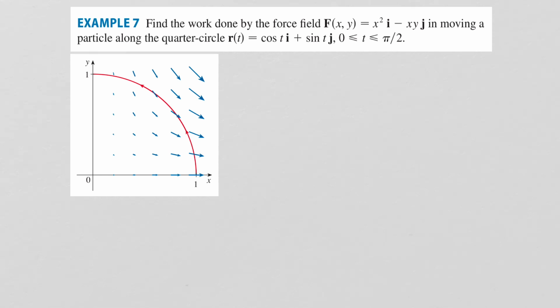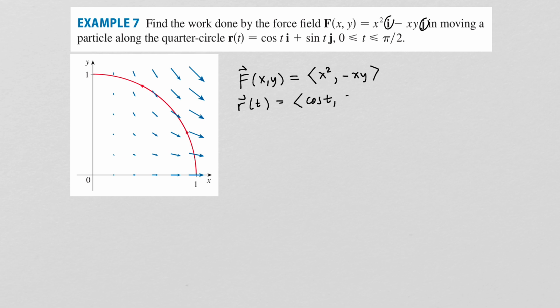So first thing I'm going to do is write f of x, y in the format that I like to use, which is x squared and then negative xy, right? So instead of using the i and j notation, I prefer to do this. Now r of t, we can also write as cosine of t, sine of t. This should be no surprise because we are talking about a circle, right? This is the same as saying x equals cosine of t and y equals sine of t, right? And we're going from 0 to pi over 2 because we only want a quarter of the circle.